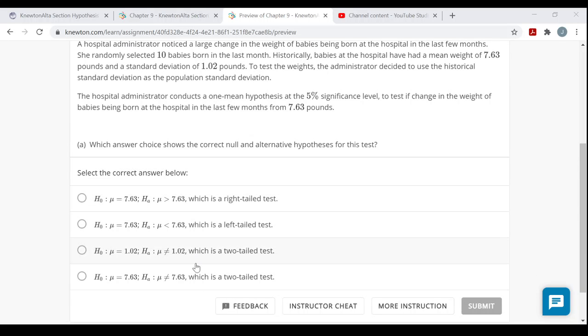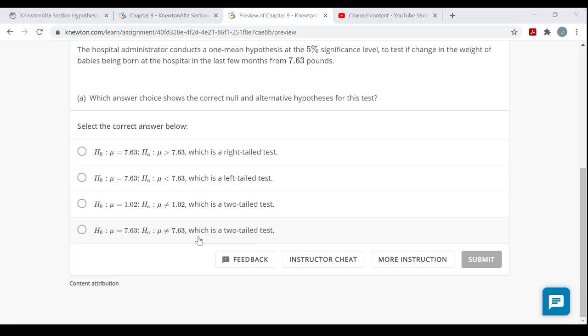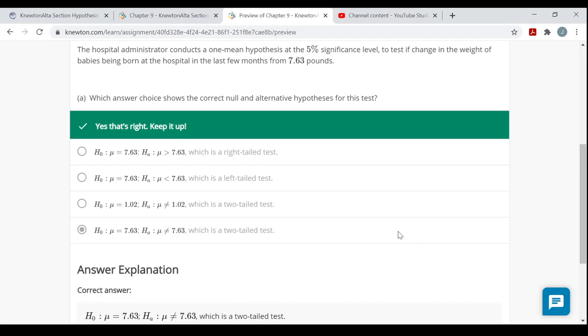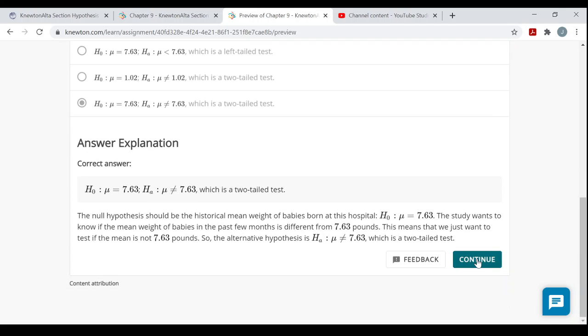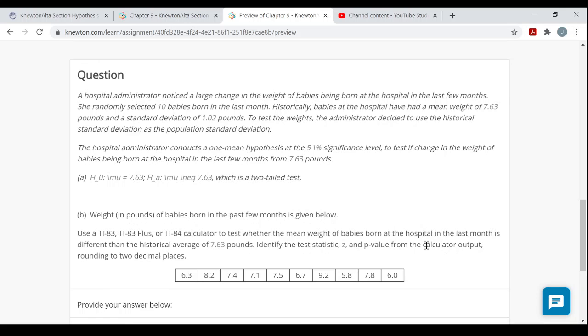If you look at the null and alternative hypothesis choices, the only one that makes any sense here is the fourth one. Again, the null hypothesis, what's being assumed, is that the mean weight is 7.63 pounds. And the alternative, what's being tested, is that the mean weight has changed, is not 7.63 pounds. This will be a two-tailed test. Read through the answer explanations. Now there should be more to this because we're going to be completing a full hypothesis test here, and there is.